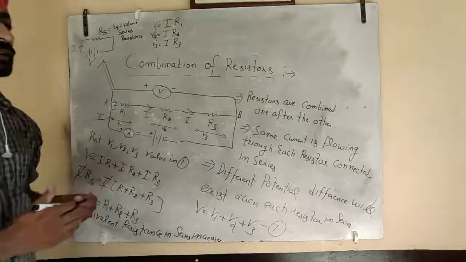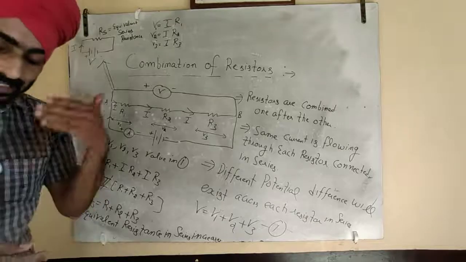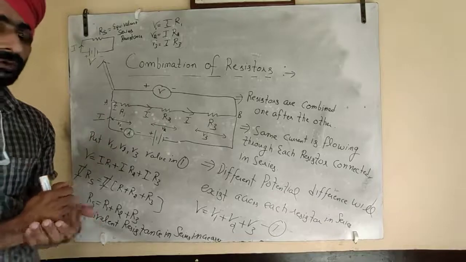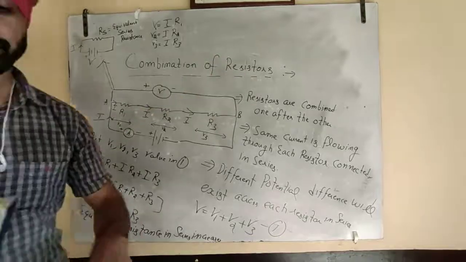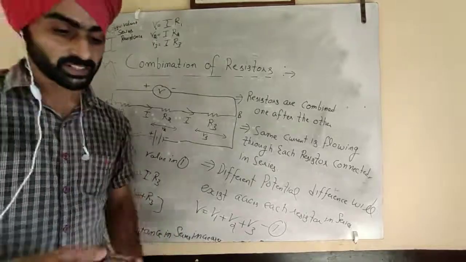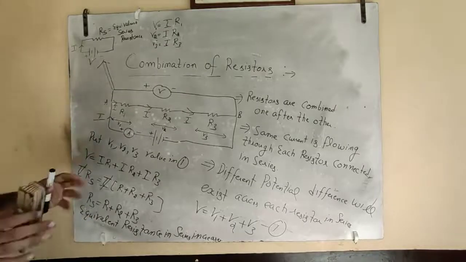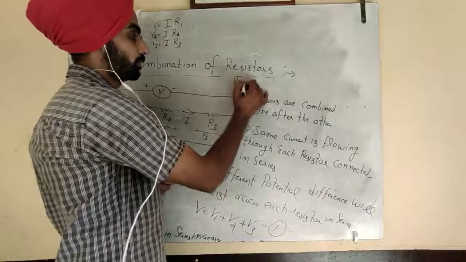OK, so in CBSE they can ask: if you want to increase the resistance in a circuit, how will you combine the resistors? You will say we will combine the resistors in series if you want to increase the resistance. So the next topic is resistors in parallel. The first topic, resistors in series, is done.